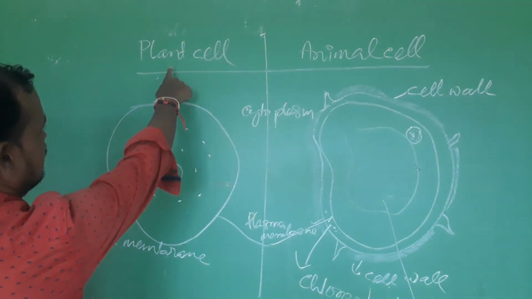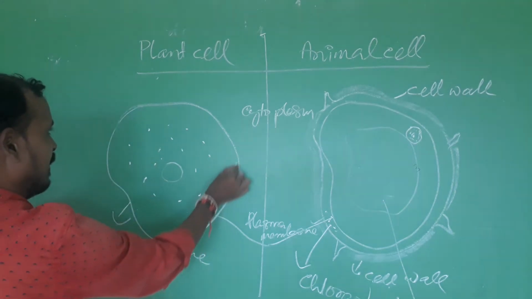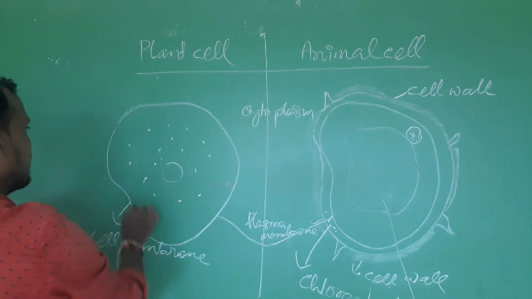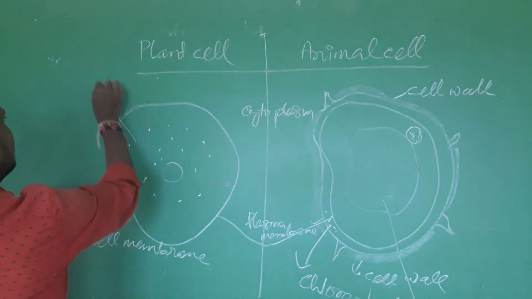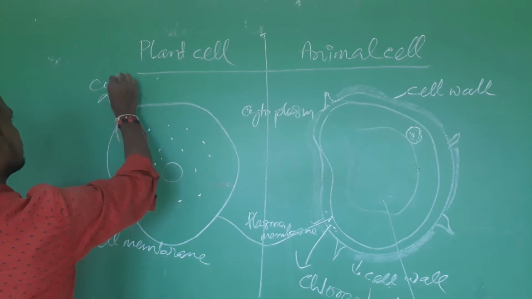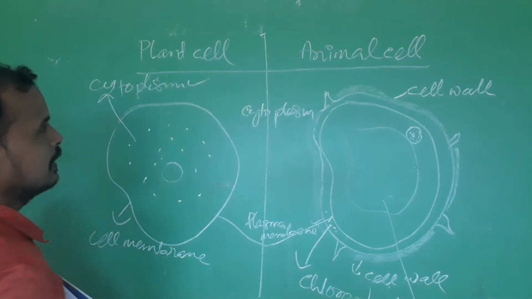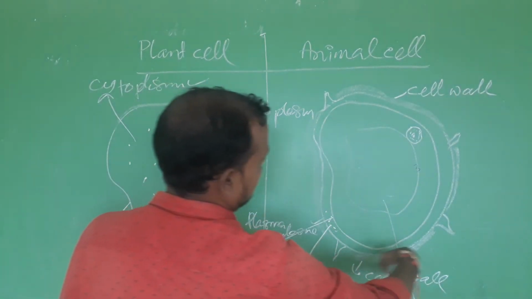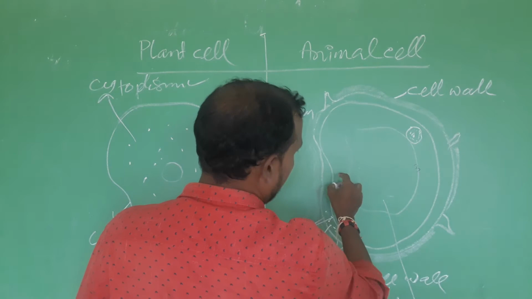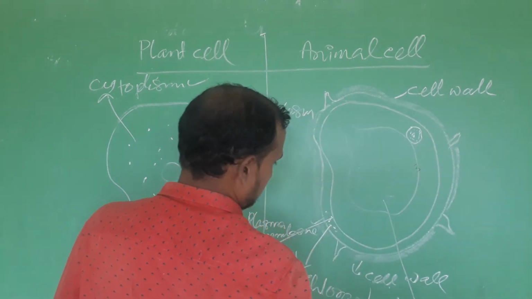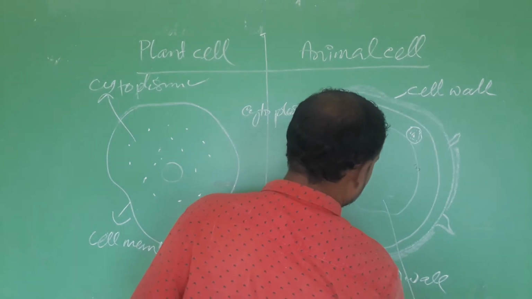So see, you can see this is the membrane, okay, that covers the cytoplasm of the cell. This is cytoplasm. Okay, and here also in the plant cell, this is the cell membrane, and in addition to that, cell wall is there. Okay, this is the cell wall.